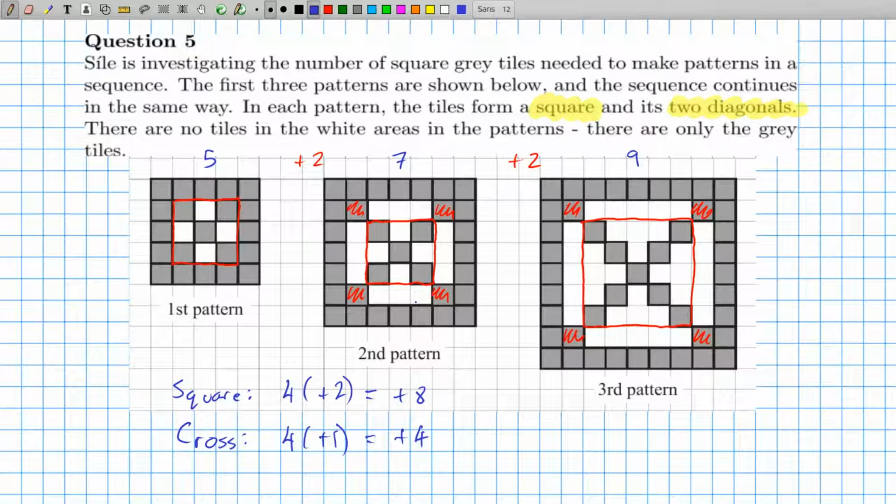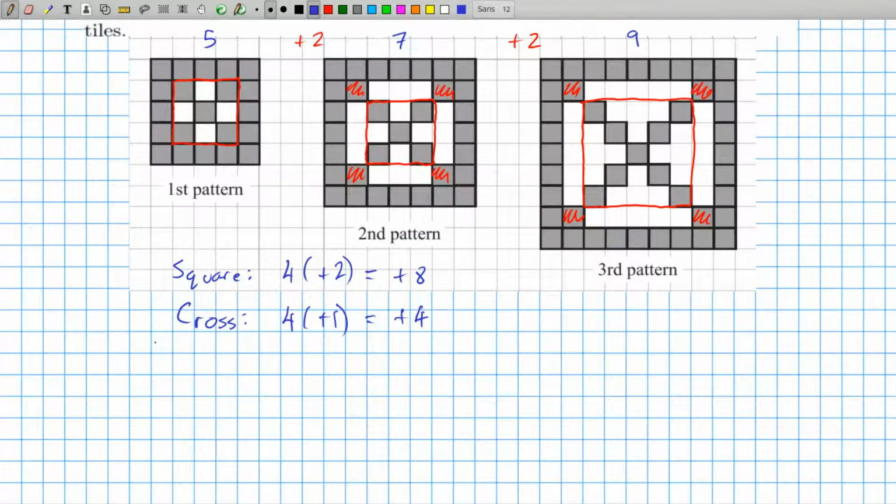And since that's what the entire pattern is, we don't need to consider anything else. We've done the square, we've done the cross. That's essentially all there is in this. So what's the overall effect, the total? We add 8 for the square, we add 4 to get the new cross, so there are 12 new tiles added.